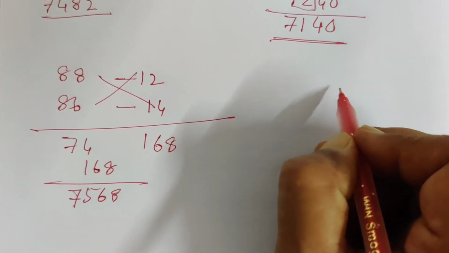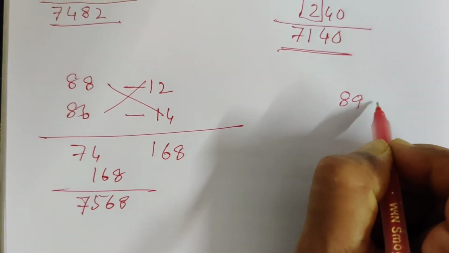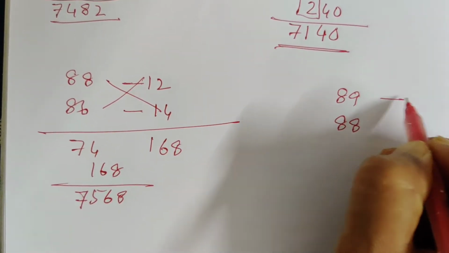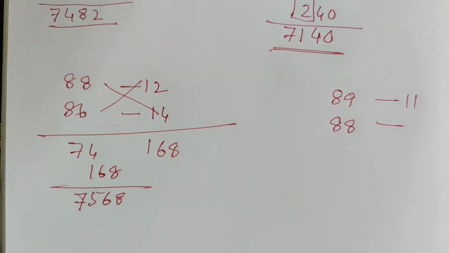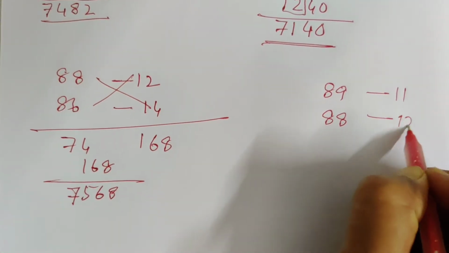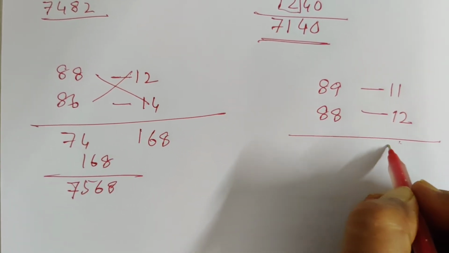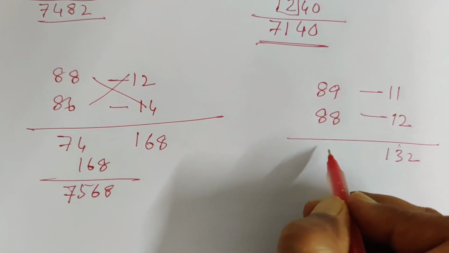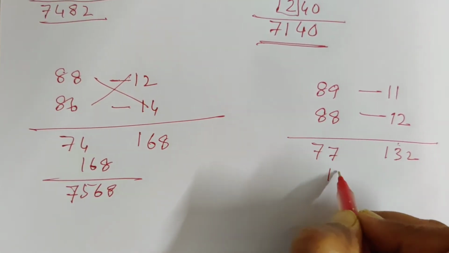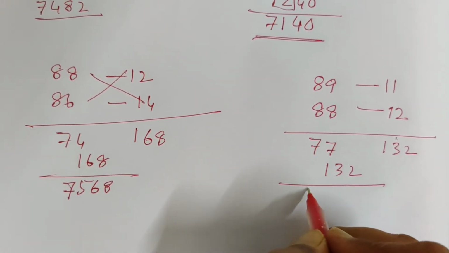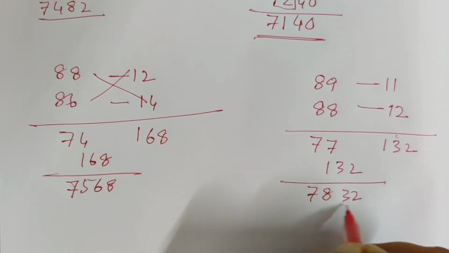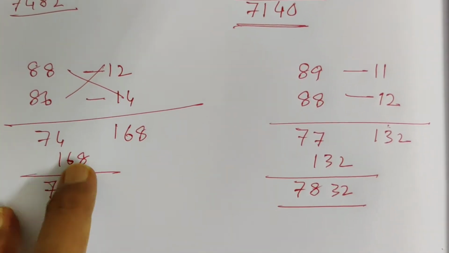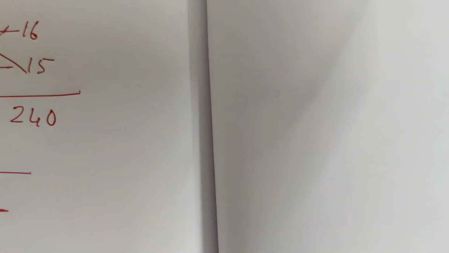Again another, 89 into 88. This is 100 minus 89 is 11. 100 minus 88 is 12. Multiply 11 into 12. This is 132. This is 88 minus 11 is equal to 77. Add this up. So 7832 is the answer. Right? Proceed on to the next part of this.